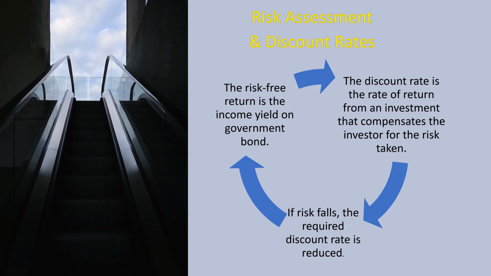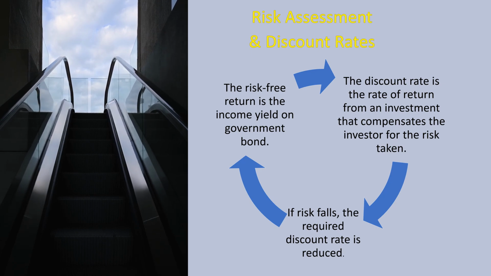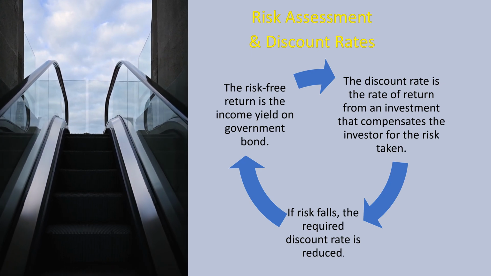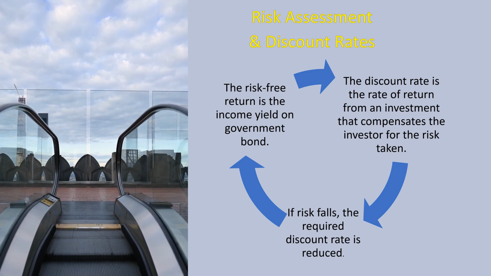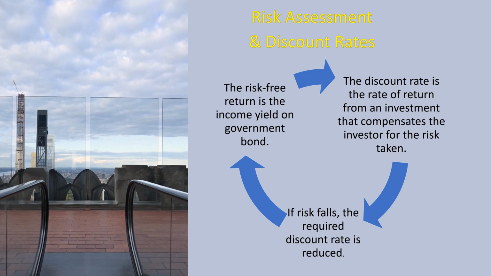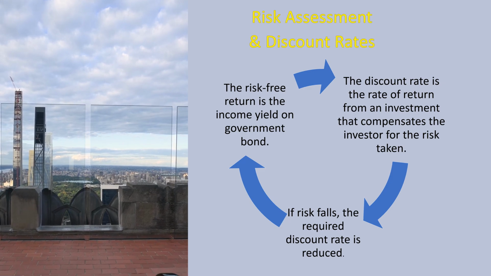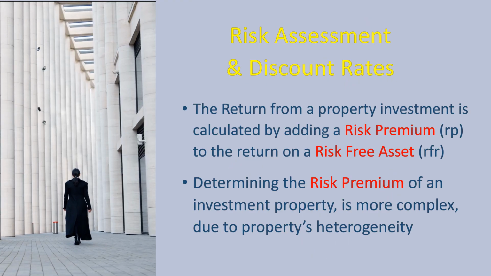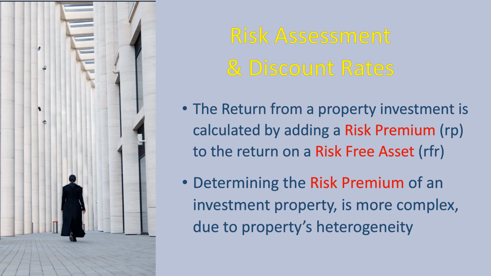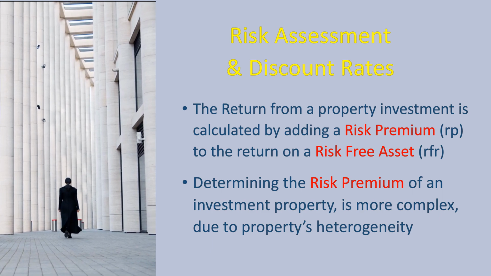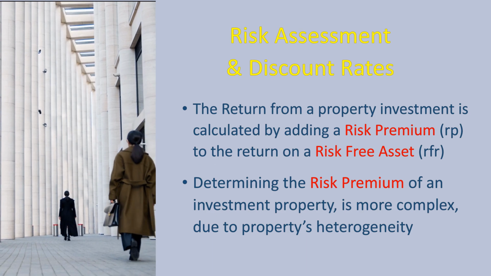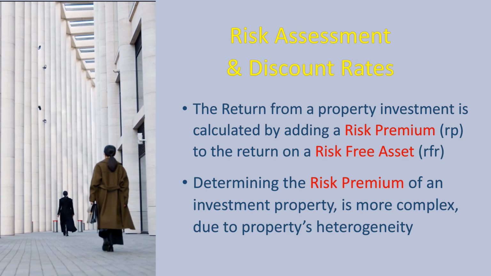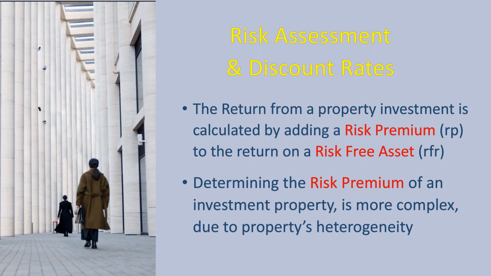If risk falls, the required discount rate must be reduced. The compensation is defined referring to the return on an alternative form of low-risk or risk-free asset. Usually, the risk-free return is taken to be the income yield on government bonds. The return from a property investment can then be calculated by adding an acceptable allowance for the risk of holding the investment property asset, a risk premium, RP, to the return on a risk-free asset, RFR.